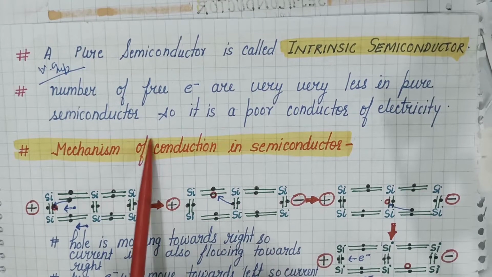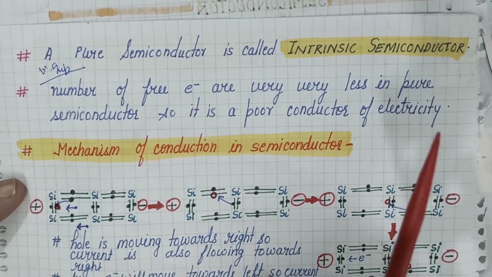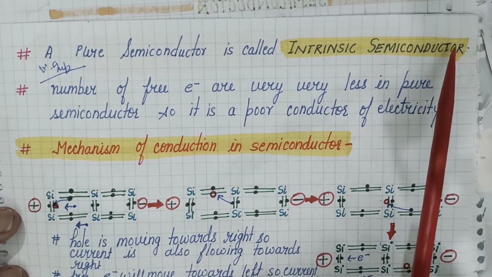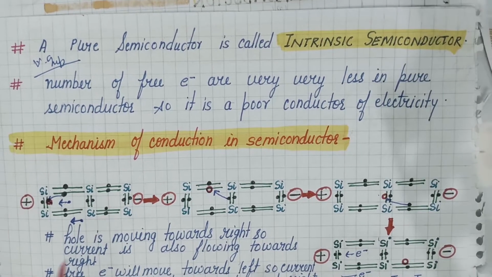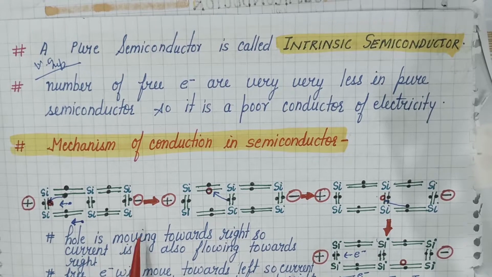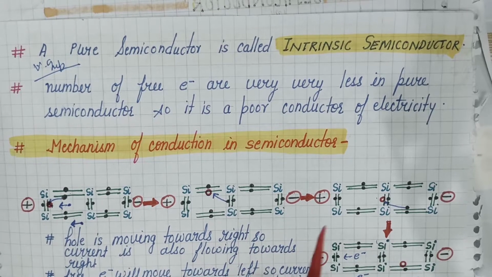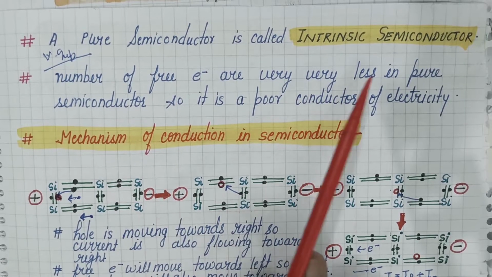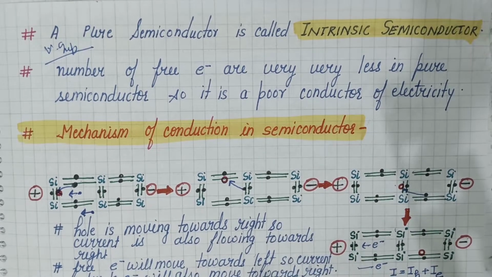So, definition of intrinsic and extrinsic semiconductor. A pure semiconductor is called intrinsic semiconductor. In pure semiconductor, number of electrons and number of holes are equal. Conductivity of pure semiconductor is very less, and practically it is not useful.